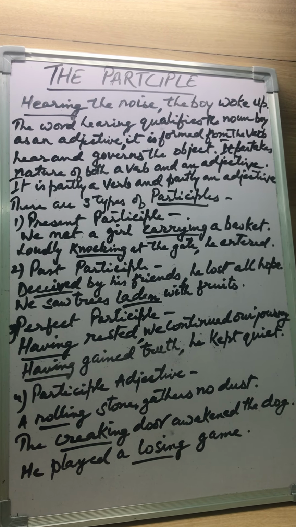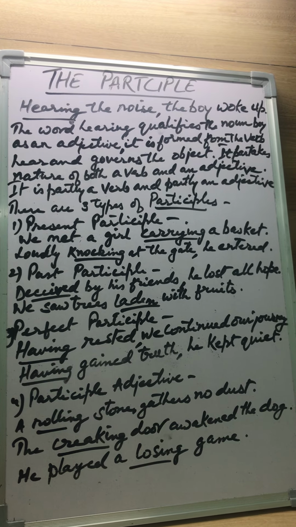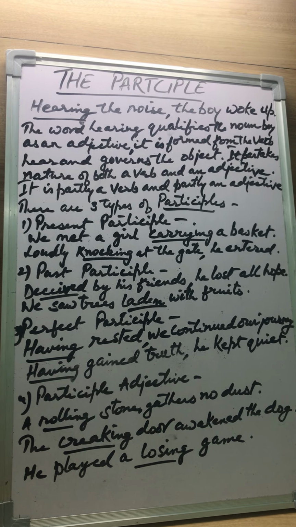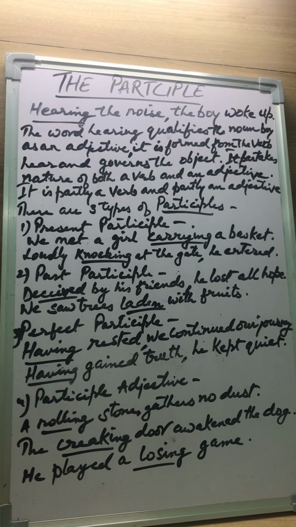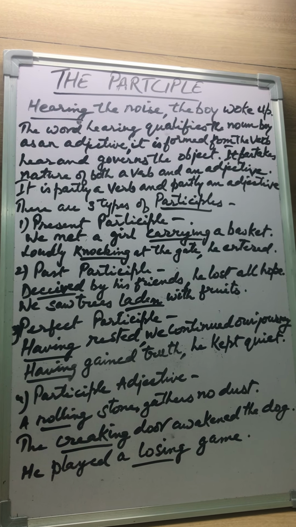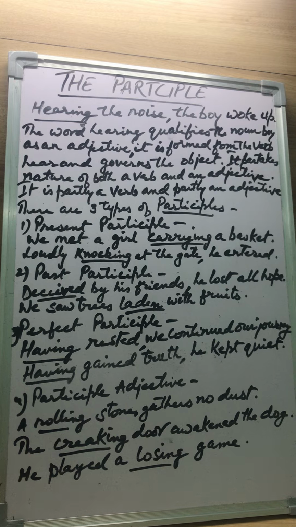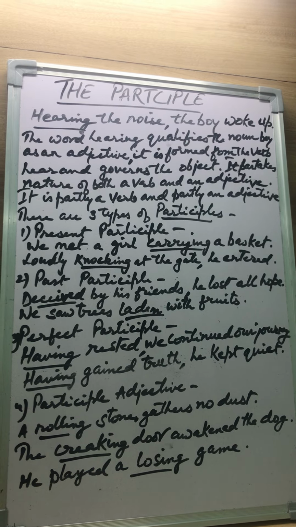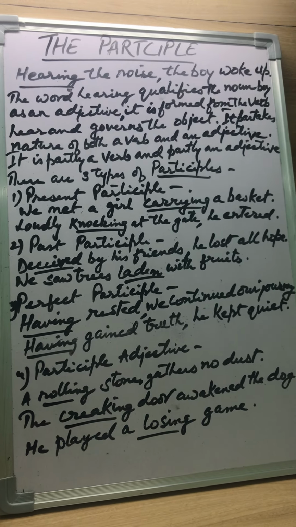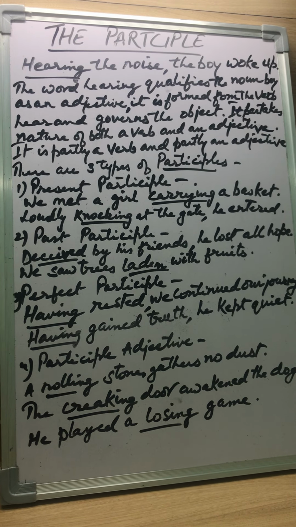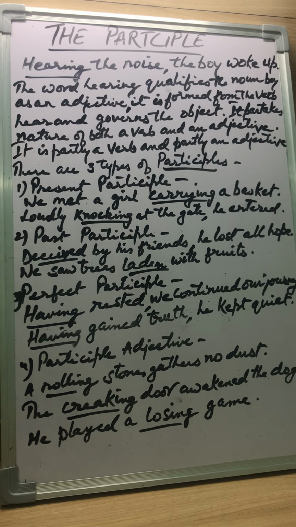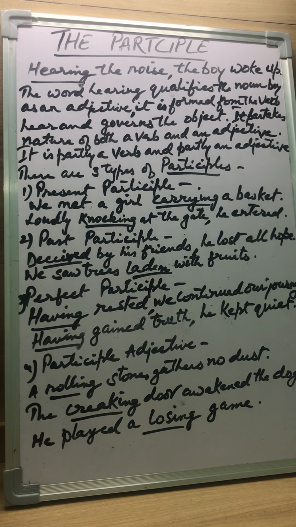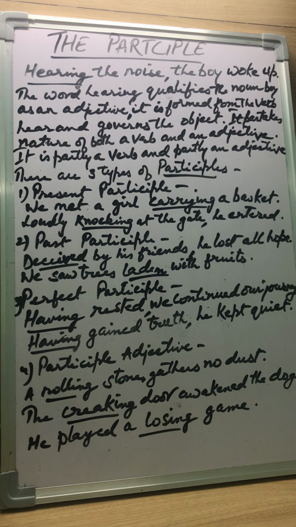Let us just recapitulate what we have already learned about the participle. A participle is a verbal adjective. Like a verb, it may govern a noun or a pronoun. For example, hearing the noise, the boy woke up. The noun noise is governed by the participle hearing. Like a verb, it may be modified by an adverb, as in loudly knocking at the door, he entered. Here, the participle knocking is modified by the adverb loudly.